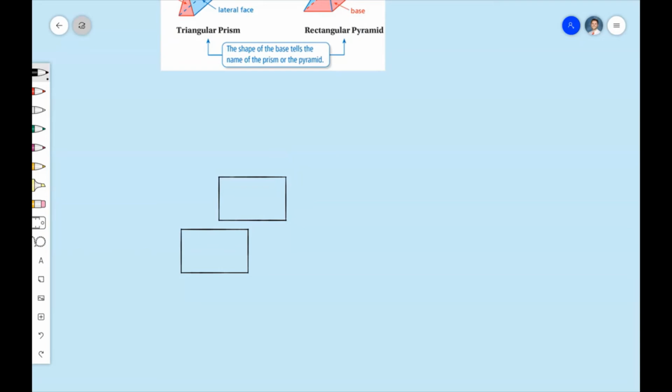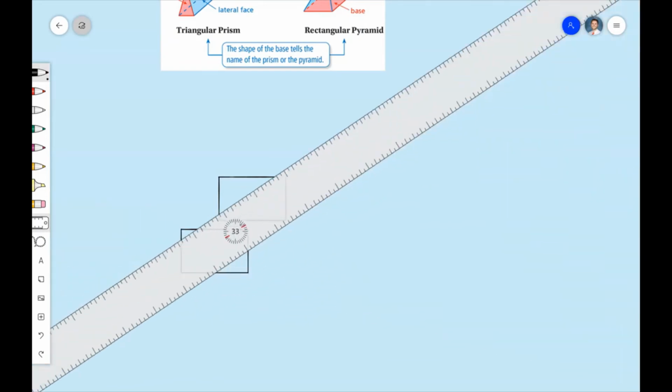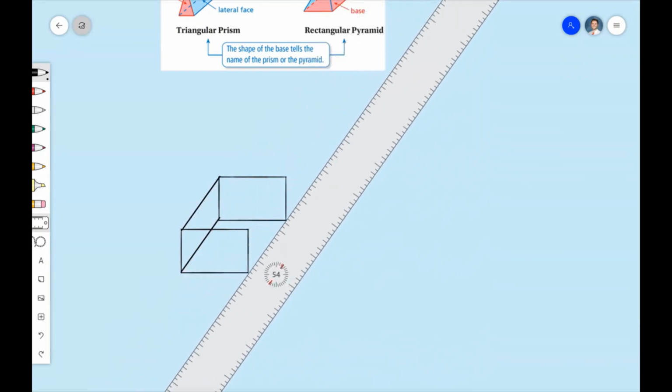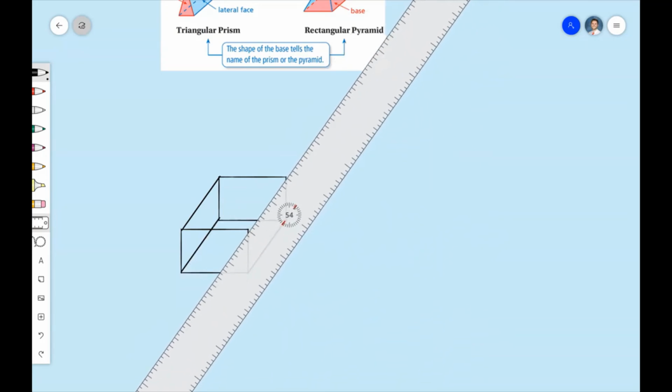So for example, let me get my ruler. We can see that these 2 vertices are corresponding, so we'll connect those and these and these and these. So now we have our vertices connected.